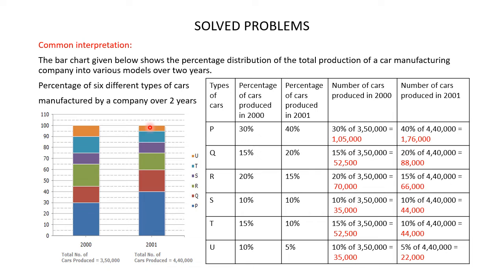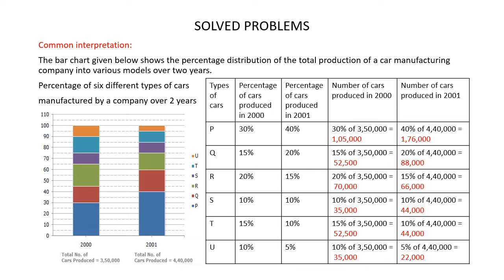The brown color rectangle is for U type. The height of this brown rectangle is 100 minus 95, which is 5. This means that 5% of the total number of cars produced in 2001 is of the U type.